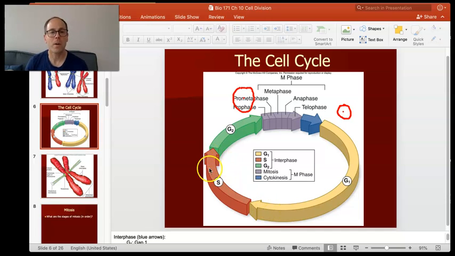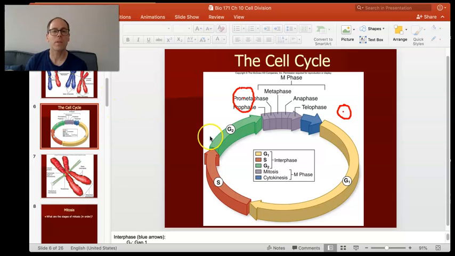Now, the S part of interphase is what's known as synthesis phase. That's where the DNA gets copied. So we have all this work to do. We've got to grow, then we have to copy the DNA. And then in G2 or gap 2, we're going to continue to grow. And the cell will just do its job. So we have to do all that before we get to mitosis. So there's a lot going on here.